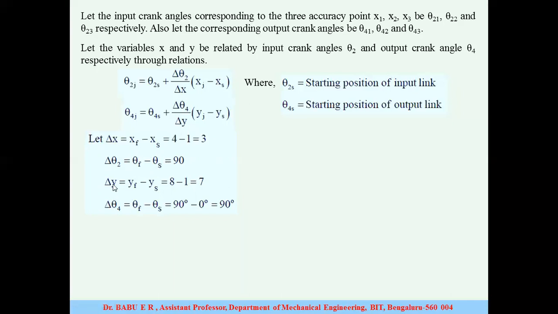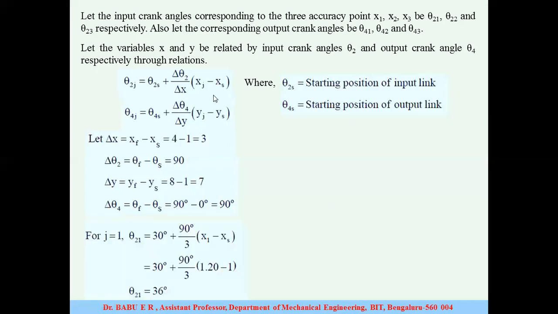Similarly delta y is y of final minus y of starting. We calculated these with respect to the corresponding values of xf and xs. So y of final is 8 and y of starting is 1, so 8 minus 1 equals 7. Similarly delta theta 4 is a range, theta final minus theta starting. In the problem the output link varies from 0 to 90 degrees. So 0 is the starting angle and 90 degrees the final angle, so 90 minus 0 equals 90 degrees.